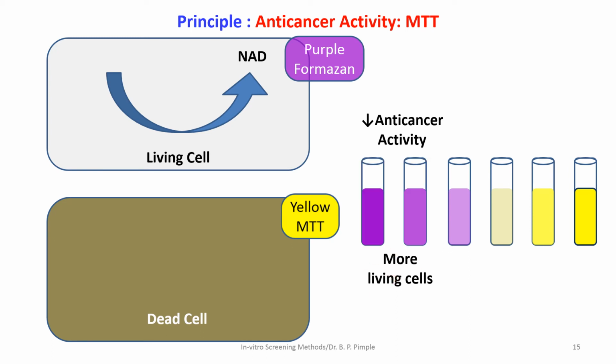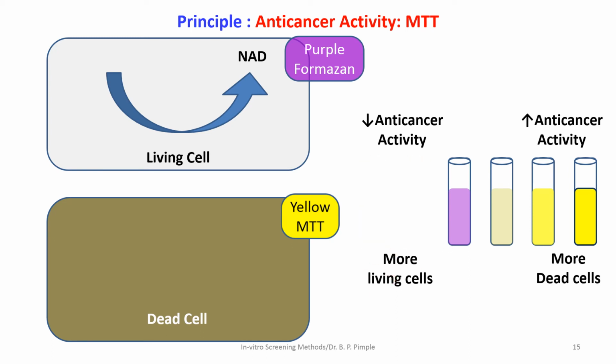Whereas if you have a look at the yellow color test tubes, here you can see yellow color indicates the cells are dead. The yellow MTT has remained unchanged and given yellow color to the test tube. So our drug, which we have added into the test tube, has higher anti-cancer potential. That means it has killed more cells. That means it is cytotoxic in nature.